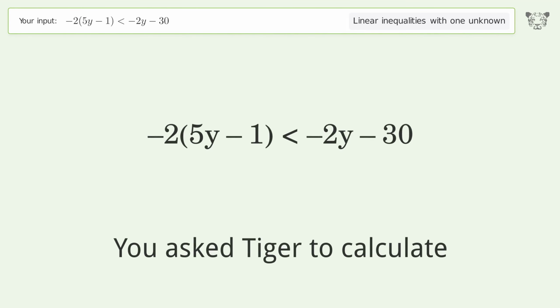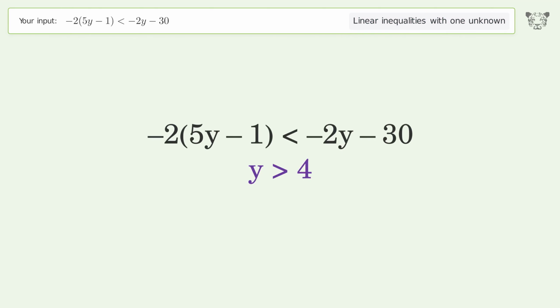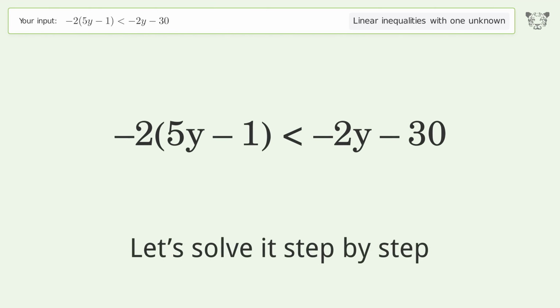You ask Tiger to calculate. This deals with linear inequalities with one unknown. The final result is y greater than 4. Let's solve it step by step.